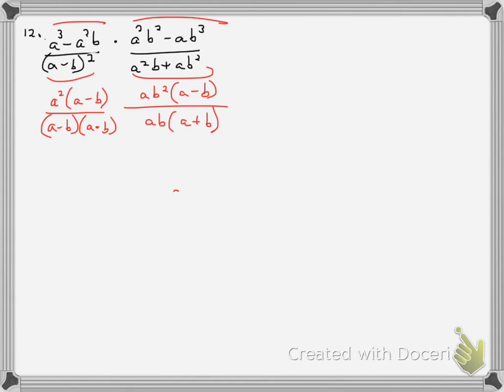Let's see, we're going to take away 1a, we're going to take away an a minus b, we're going to take another a minus b away. Let's see, I could take away one of these b's, and I'll be left with a squared b over a plus b. And that's really all there is to it.